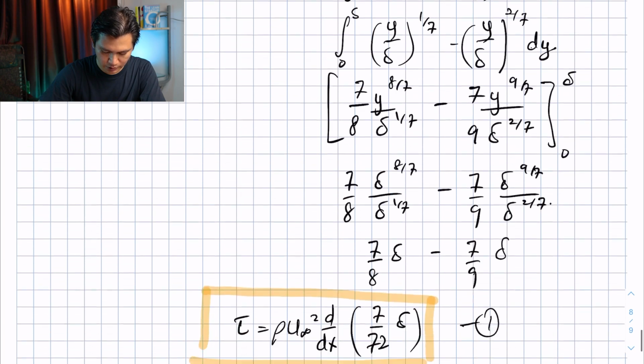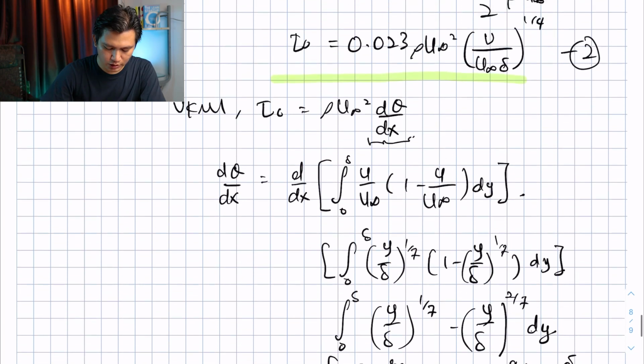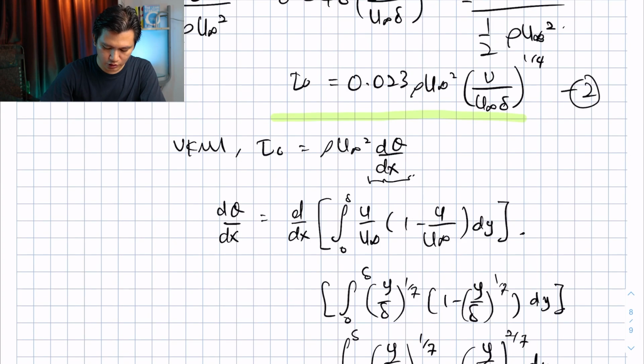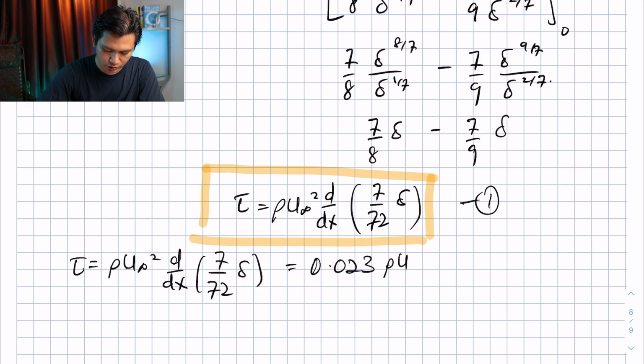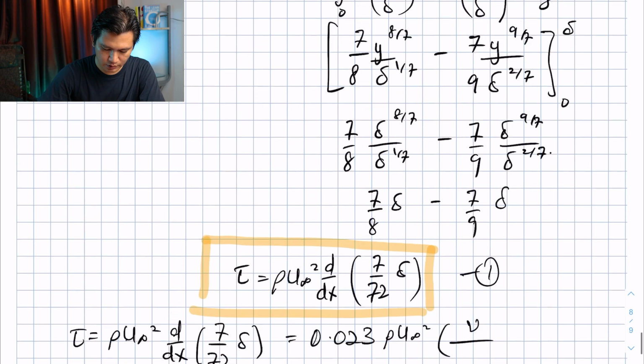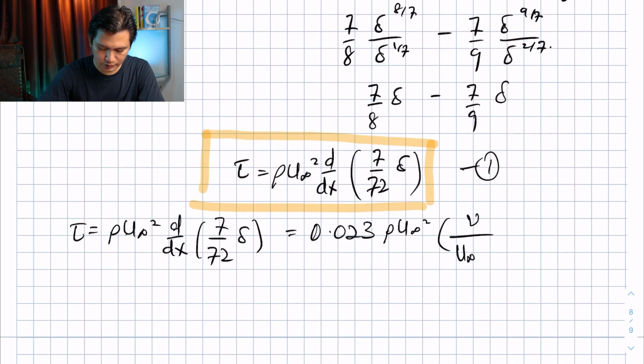0.023 rho u squared times nu over u infinity del, so rho u infinity squared times nu over u infinity del, to the power of 1 over 4. And remember, this comes from von Karman momentum integral, and this comes from Blasius equation.